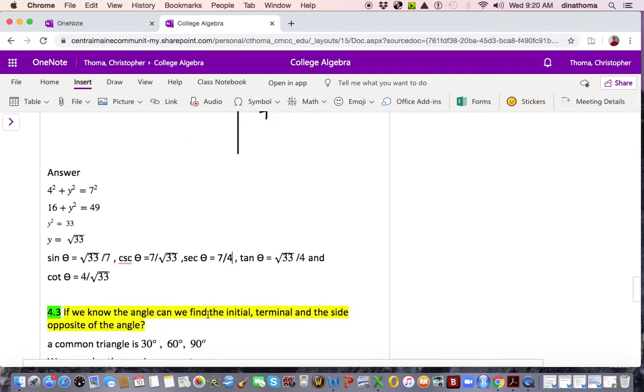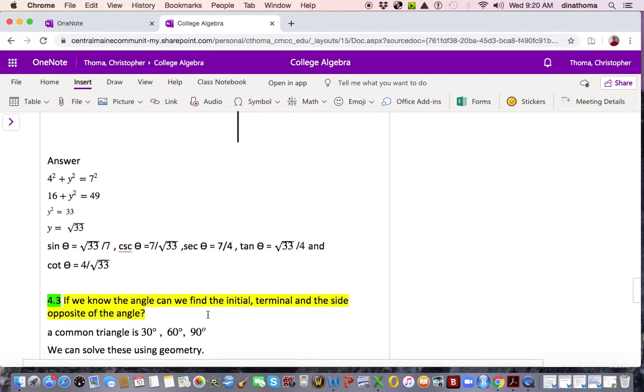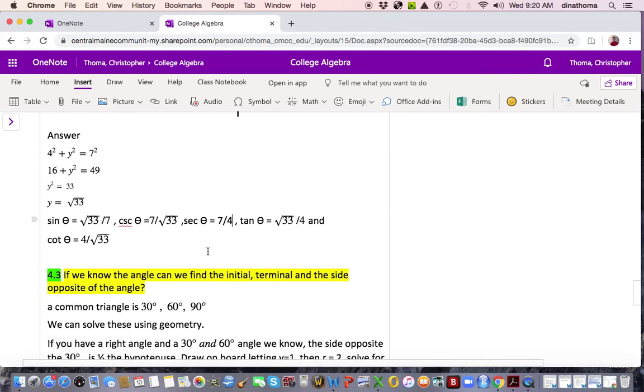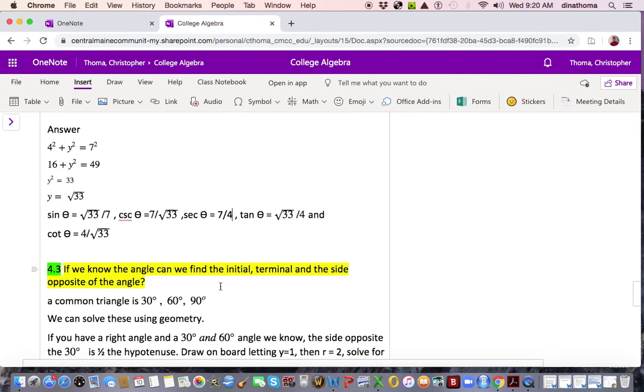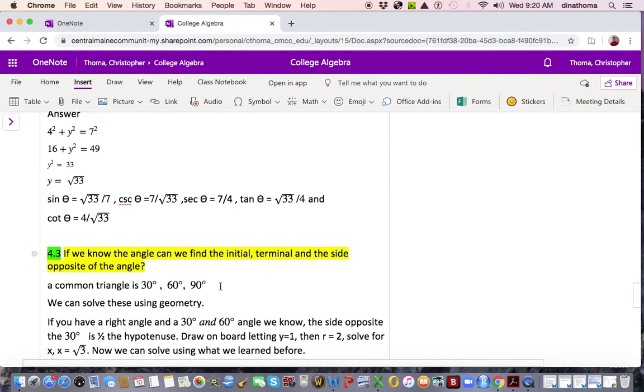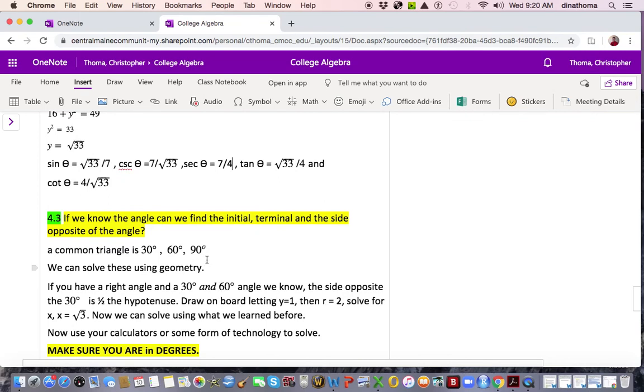So that basically takes us through 4.1 and 4.2, sorry. So now we kind of get into 4.3, which is dealing with the angles. So if we know the angle, can we find the initial terminal and the side opposite of the angle? So we got our common angle of a 30, 60, 90, right? Remember, a triangle sums up to 180, so 30 plus 60 is 90, and again, our 90 is our right angle, so this is a common right angle, 30, 60, 90.